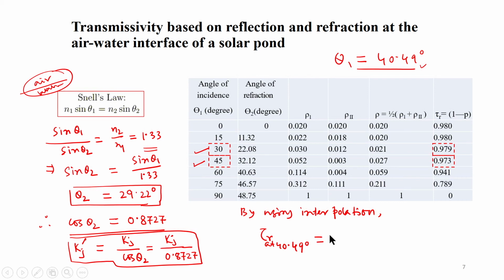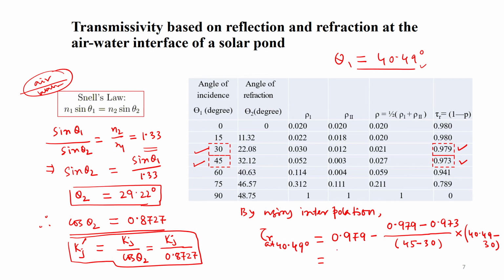degree, which is equal to, first what is the data? So, these two data points are required. From 30 to 45 it is decreasing, okay. So, we have to use a negative sign, minus, then 0.979 minus 0.973 divided by 45 minus 30, okay, multiplied by 40.49 minus 30. Okay. If we do the calculation, then tau r is found to be 0.9748, which is in between these two.